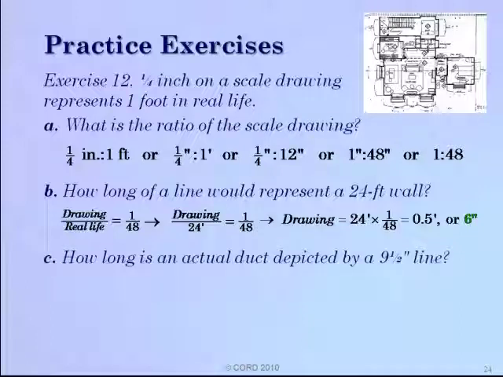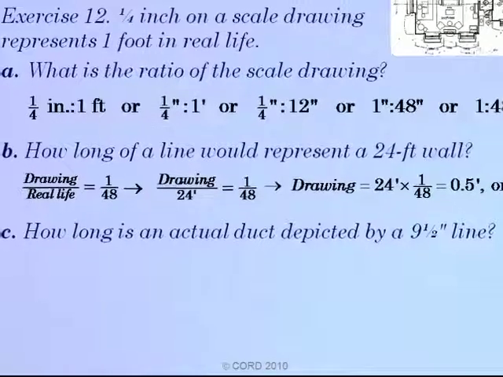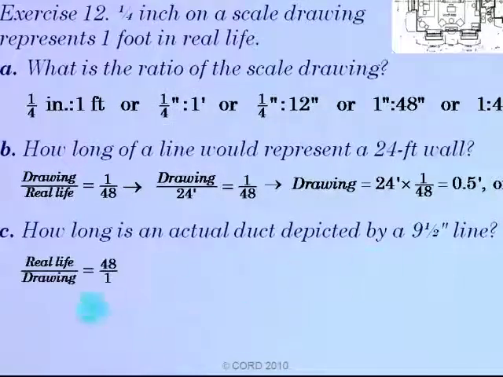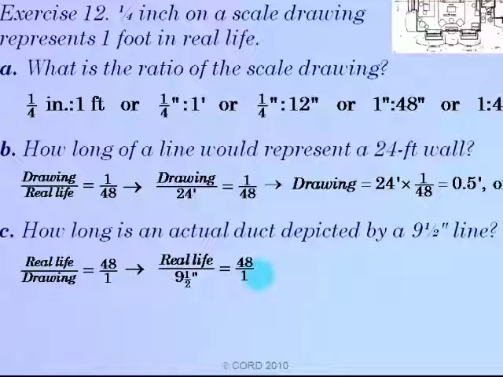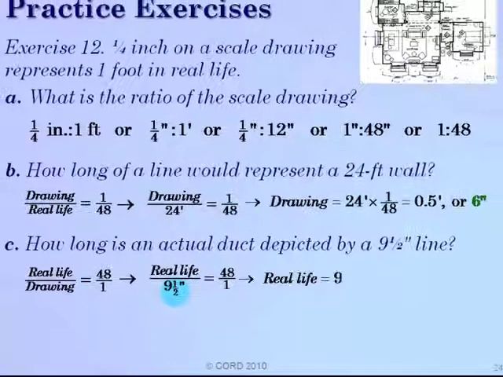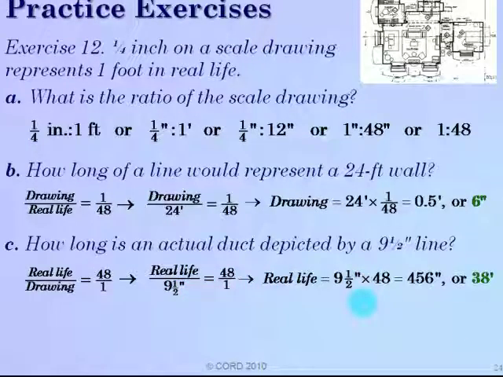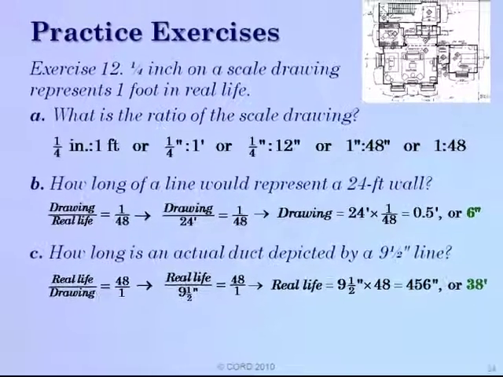We can go the reverse. How long would a duct be that's depicted by a 9.5-inch line on the drawing? Well, now we just have a different ratio. We have the real life to the drawing is equal to 48 to 1. All right? Be sure you take note of the relationship. So we have a constant of proportionality, right? So we substitute in our drawing dimension, which is 9.5 inches. Multiply that out, and we end up with 9.5 inches times 48, which is 456 inches, or 38 feet.